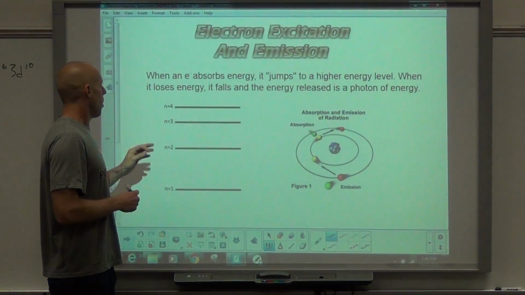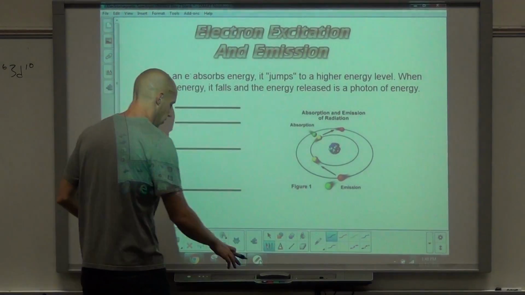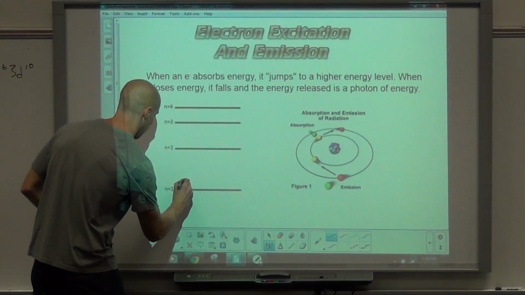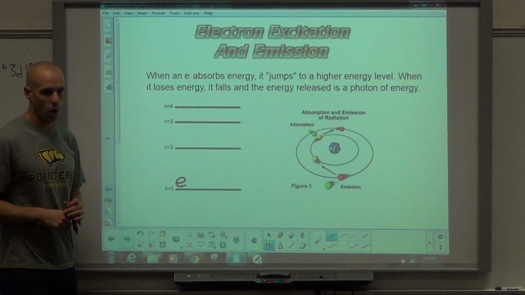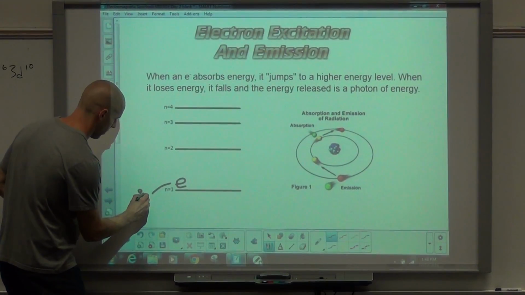So when I say excitation and emission, we're going to be talking about this. For argument's sake here, we're going to assume that we have an electron here in energy level 1. This is what's called a ground state. It's not excited.